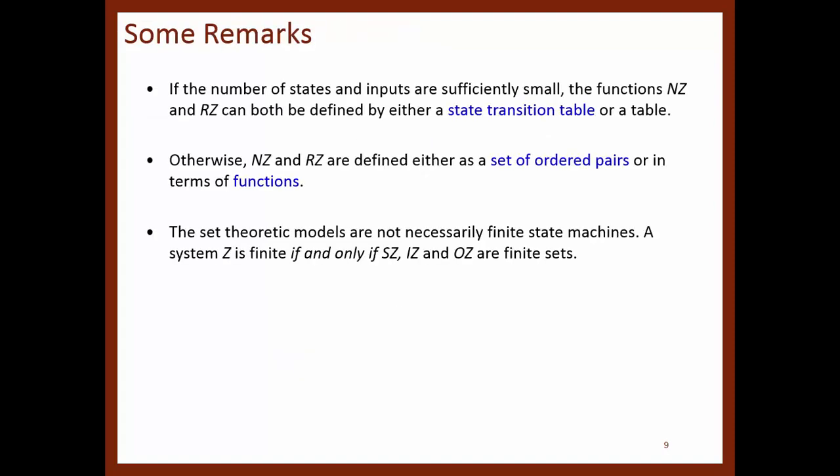So if the number of states and inputs are sufficiently small, the functions mz and rz can both be defined by either a state transition table or a table. Otherwise, these two sets or functions are defined either as a set of ordered pairs or in terms of functions. The set theoretic models are not necessarily finite state machines. A system Z is finite if and only if the state set, the input set, and the output set are finite sets.